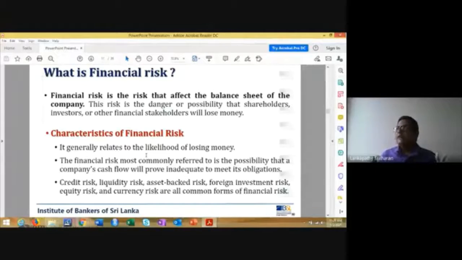Generally, not all, but most risks will affect the balance sheet of banks and finance companies. But financial risk may have a significant impact on the bank balance sheet. So if somebody asks what financial risk is, financial risk is the risk that affects the balance sheet of the company. Why am I saying so? Because in non-financial risk also, there may be some impact to the balance sheet.